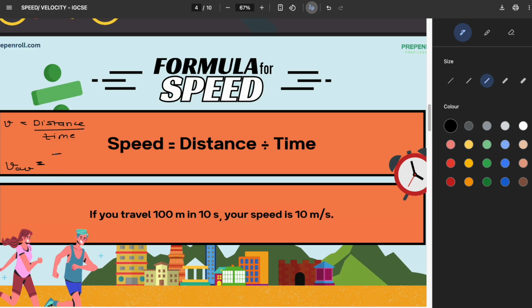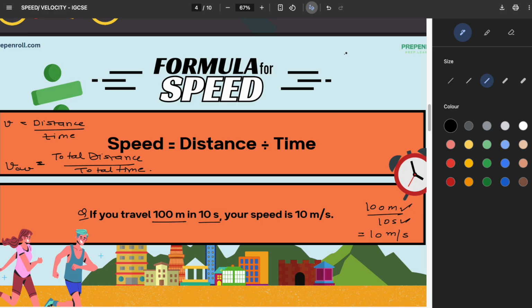So what is the average speed? It is the total distance over total time. Okay, the total distance traveled divided by the total time, that is being taken as your average speed. Now the example is here. If you travel 100 meter in 10 seconds, you are covering 100 meter in 10 seconds, then it is 10 meter per second. So your speed is 10 meter per second.